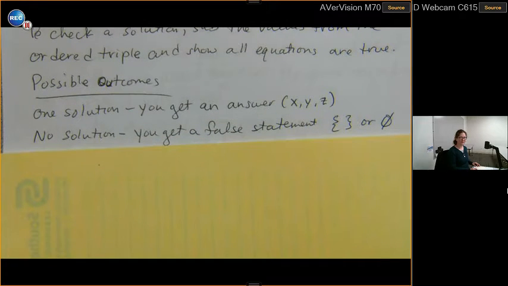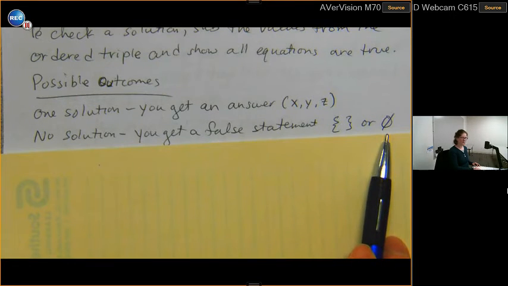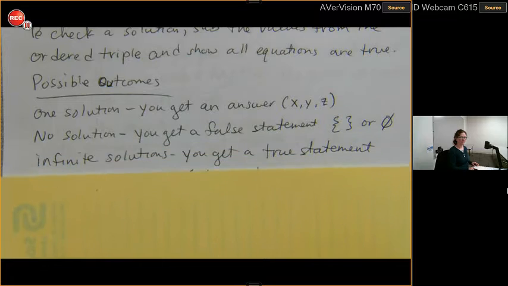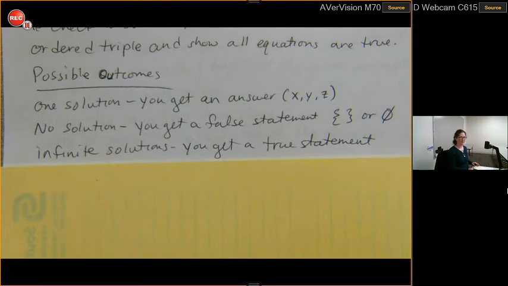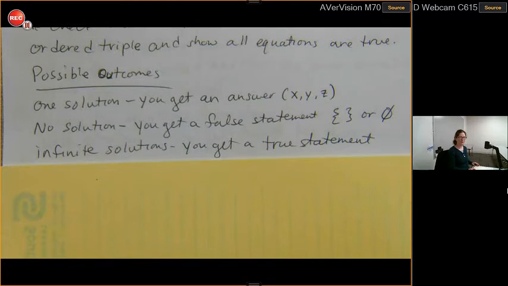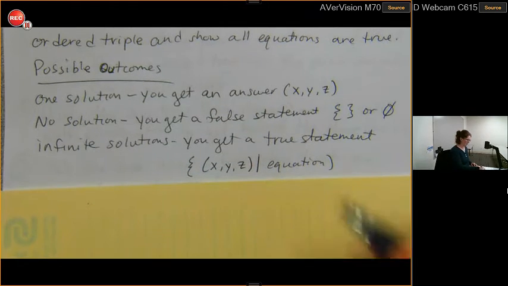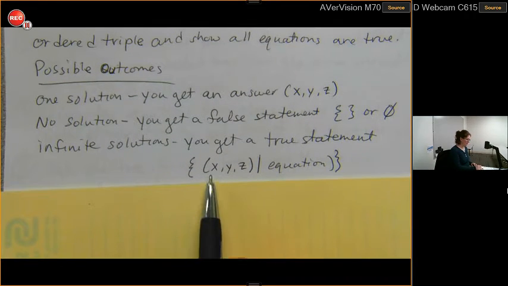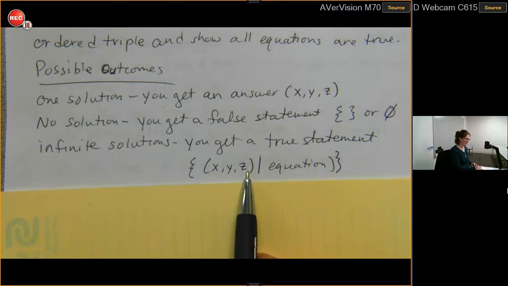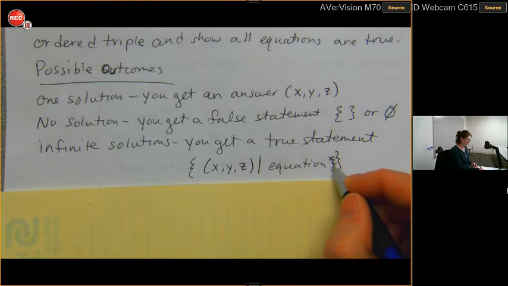If you get a false statement at any point in your solving, then you have no solution, which, if you recall, is represented with the empty set symbol. You can also have infinite solutions, and that happens if you get a true statement. It's represented with the set where we have our ordered triple x, y, z, then our line, and then we list an equation.